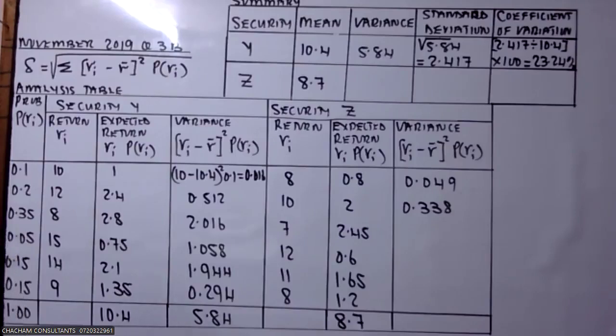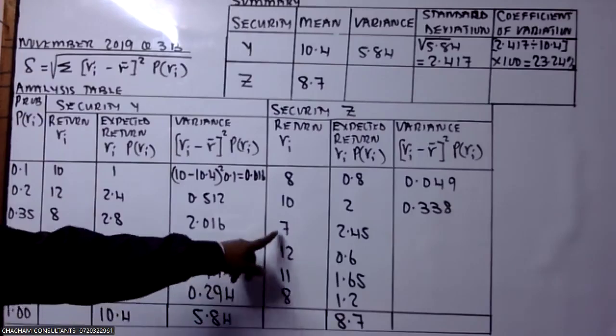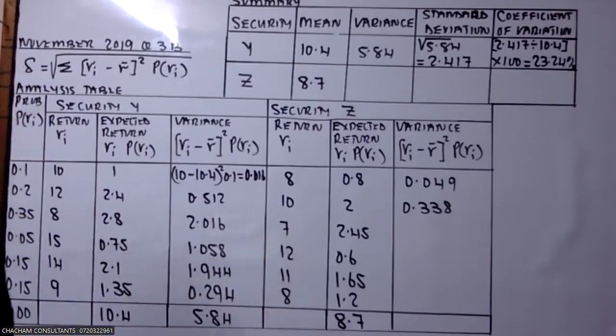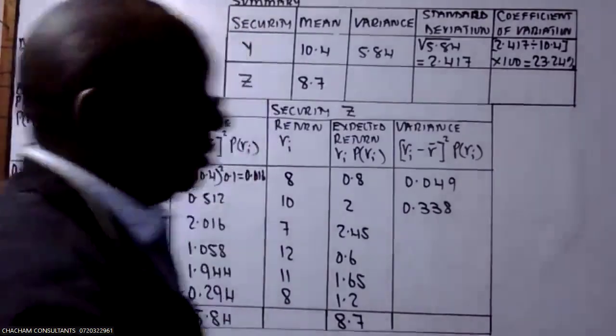Every computer again. 7 minus 8.7, you square, you multiply by 0.35. Janet, I also need your answers. Oh, you're also getting the same. Let me see.